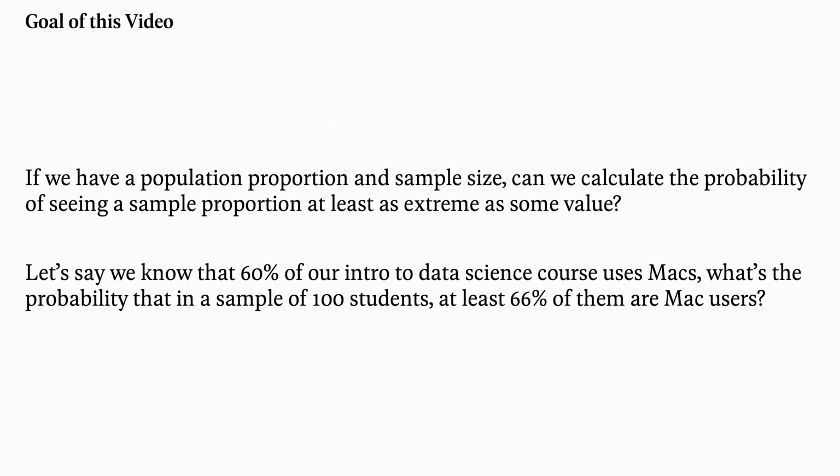In this video, we want to build on those ideas and see that if we have a population proportion and a sample size, can we calculate the probability of seeing a sample proportion that's at least as extreme as some value? So let's say we know that 60% of our data science course uses Macs. What's the probability that in a sample of 100 students, at least 66% of them are Mac users?